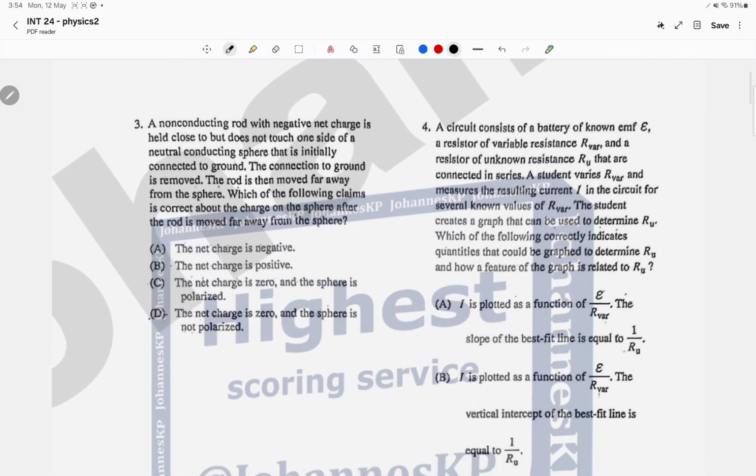Question 3. Non-conducting rod. That means it's not a metal, right? Like maybe it's a plastic with a negative net charge is held close to but does not touch one side of a neutral conducting sphere that's initially connected to the ground. So right now we're going to be bringing that negatively charged rod close to the sphere.